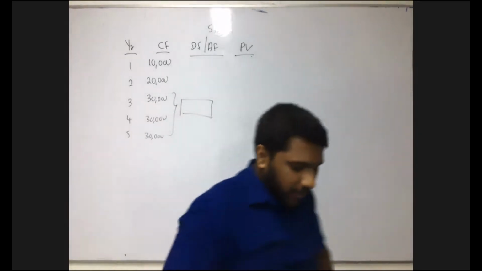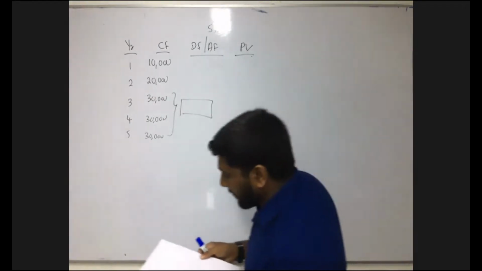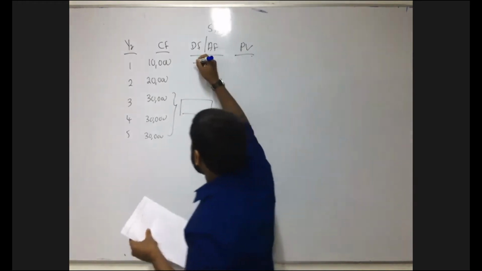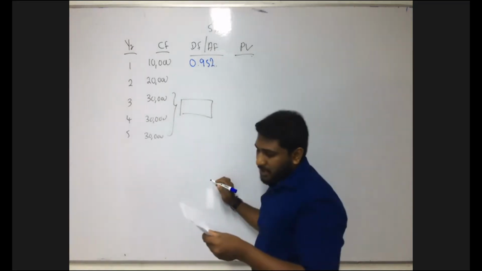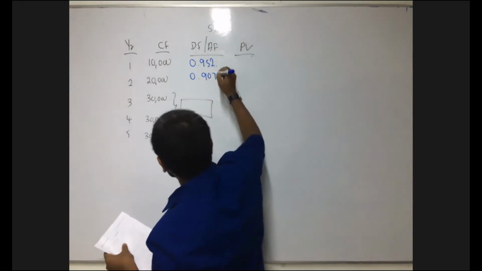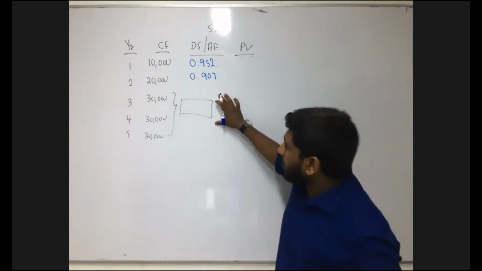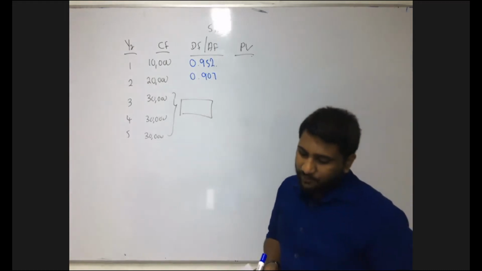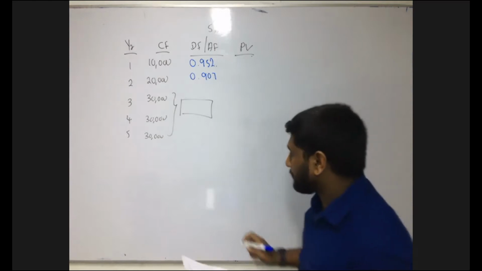For the first 2 years, you can't use annuity factor. You have to use the discounting factor. For the first year, the discounting factor is how much? 0.952. For the second year, the discounting factor is 0.907. For years 3 to 5, you can get the annuity factor. 5%, 5 years. What's the annuity factor? 4.329.